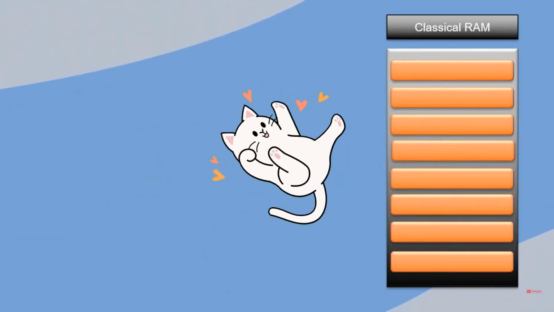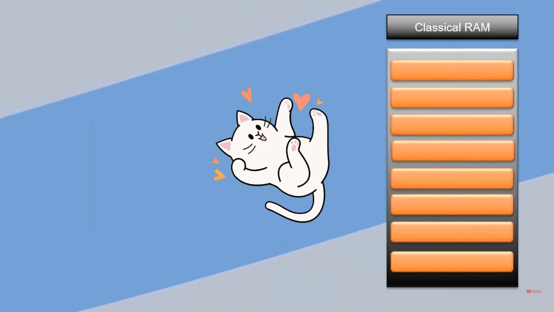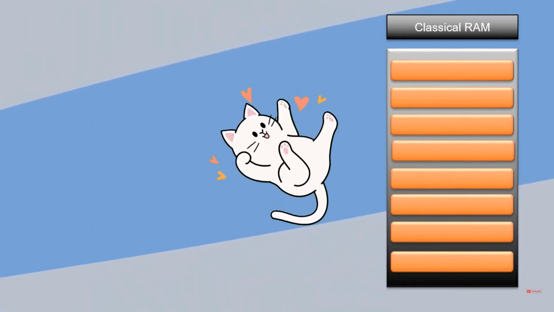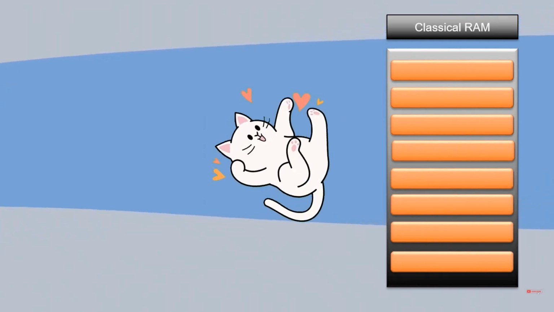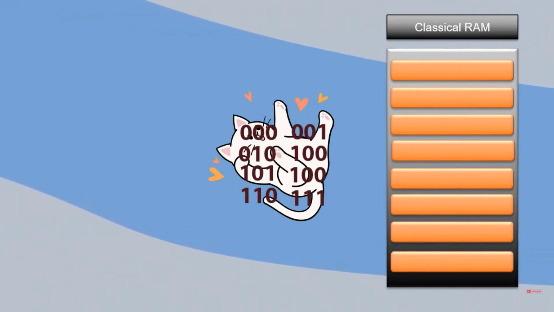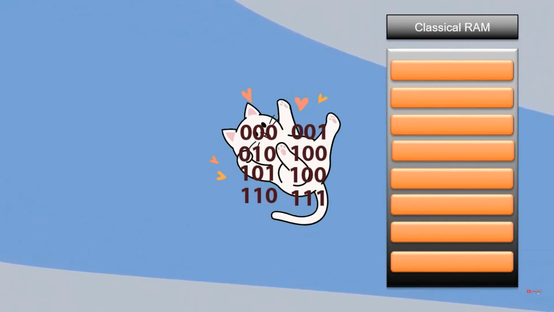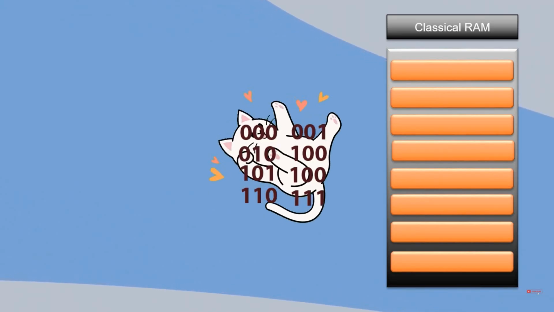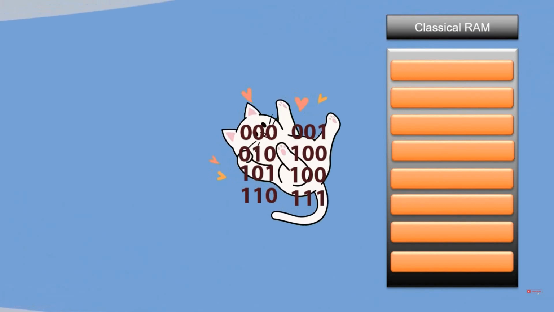To grasp the concept of classical RAM, let's consider the analogy of a photo of a cat. When you store this photo on a classical computer, it undergoes conversion into binary code, a series of zeros and ones that represent the data in a format understandable by the computer. Classical RAM then stores this data incrementally, enabling the computer to retrieve and reconstruct the entire image as needed.